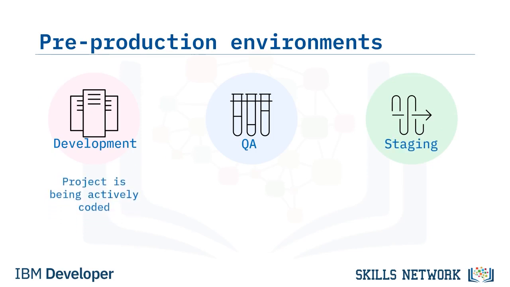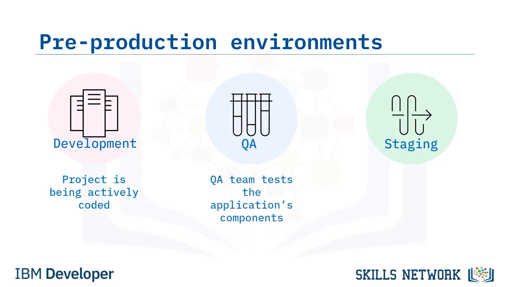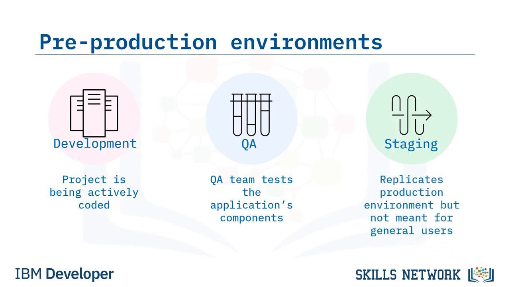The development environment is the platform on which the application is being actively coded, and in many cases, it may just be the developer's workstation. The QA environment, sometimes called testing, is the environment that allows the QA team to test the application's components. The staging environment is the environment that is as close to replicating the production environment as possible, but is not meant for general users. Now let's discuss the production environment.